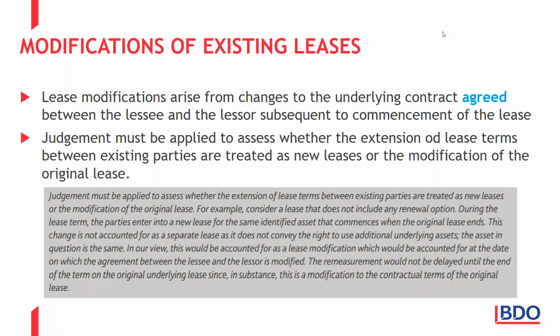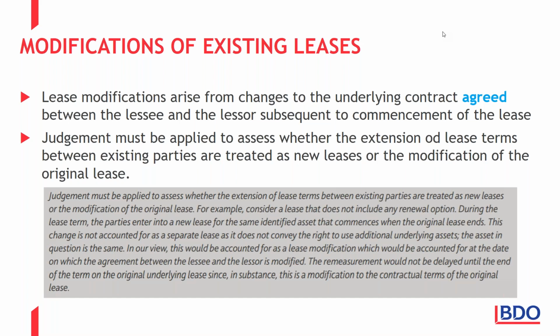So a lease modification arises from changes to the underlying contract that's been agreed between the lessee and the lessor subsequent to the initial commencement of the lease. So this is different to a reassessment. In a way, a reassessment is where we change our judgment or our mind around extension options, etc. Whereas with a modification, the lessor and lessee get together and they agree to change the terms of the agreement.